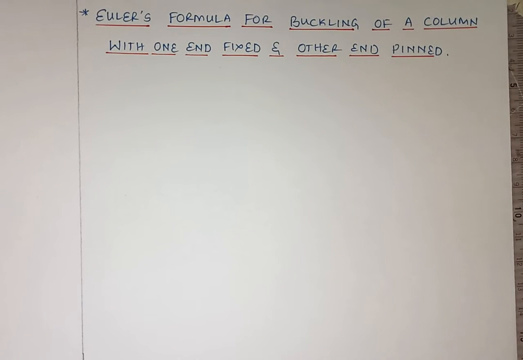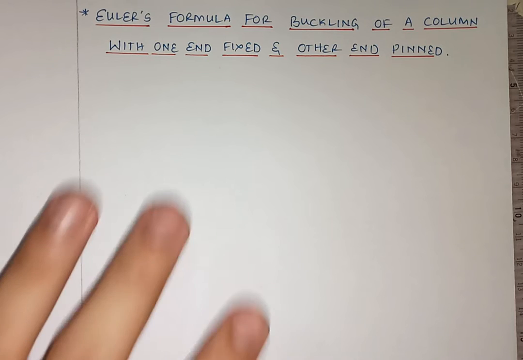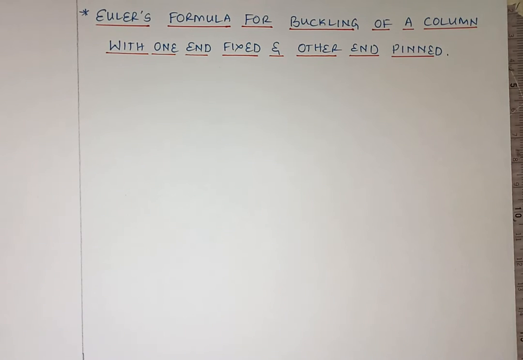In today's session we'll be studying Euler's formula for buckling of a column with one end fixed and the other end pinned or hinged. This is case number 3. Already we have studied two cases. So let me begin with today's video lecture.